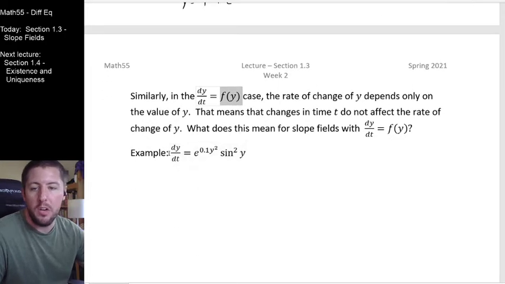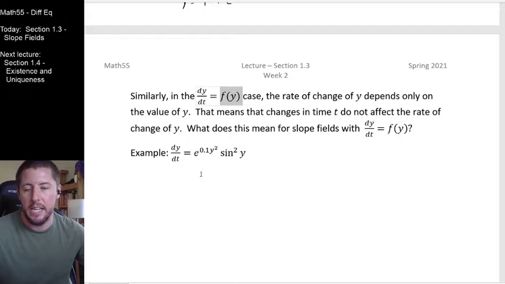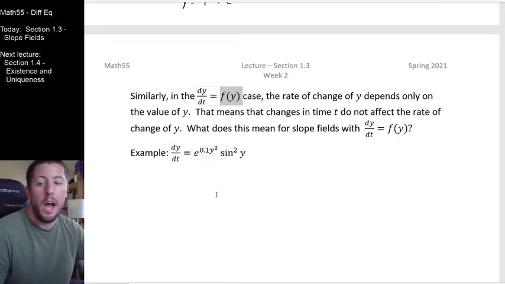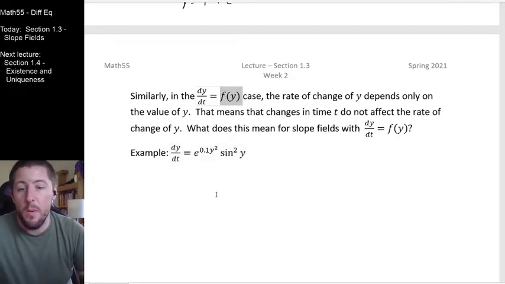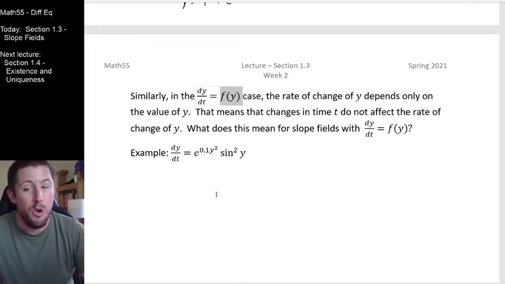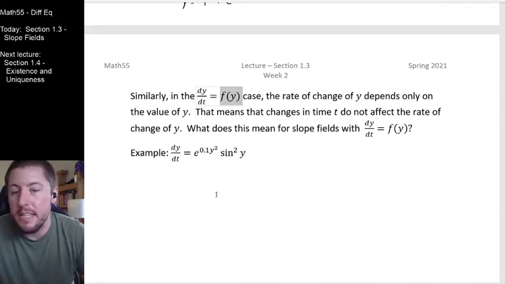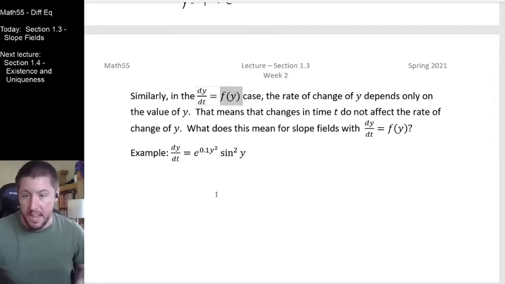Well, let's go ahead and try and graph a slope field for this. So let's say I want to analyze this particular differential equation right here. I hope that you guys are on board with the fact right away that although this is clearly separable because it only contains y, you probably can't do this thing. You would need to be able to integrate e to the negative 0.1 y squared times sine squared of y, or times 1 over sine squared of y.